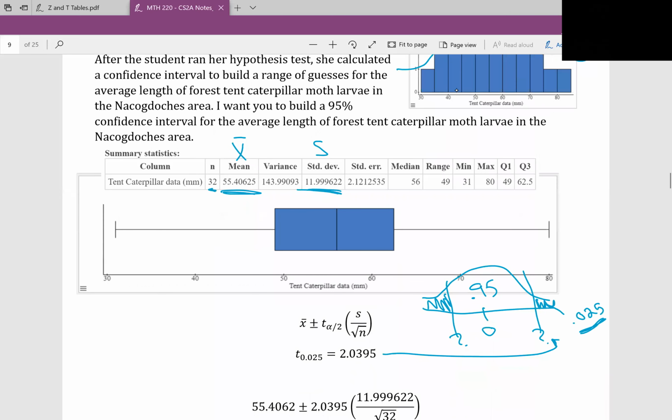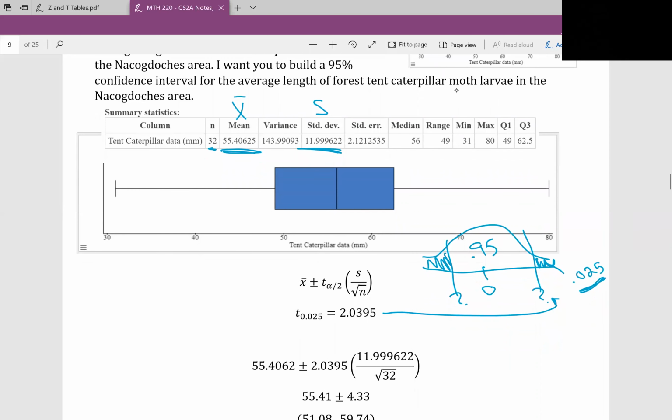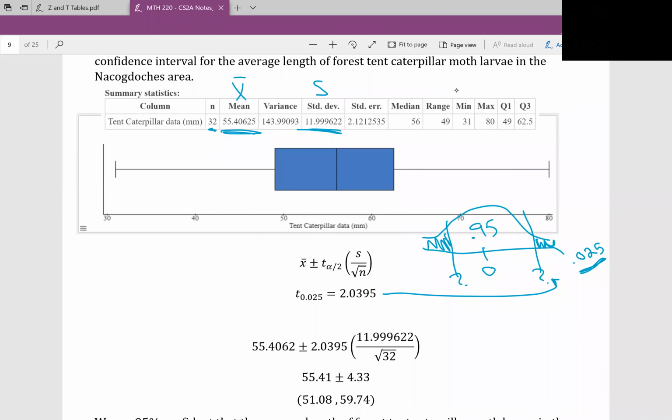The next thing I need you to do is show all your values plugged in. Again, for any value from any chart, go ahead and use all the decimal places. Wait until the last step, when you're adding and subtracting, to round. Take a moment, pause, and try this confidence interval on your own. You should get 51.08 to 59.74.